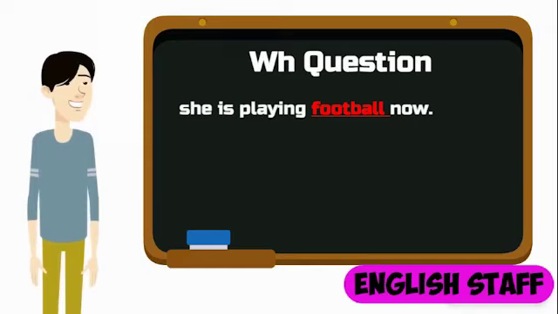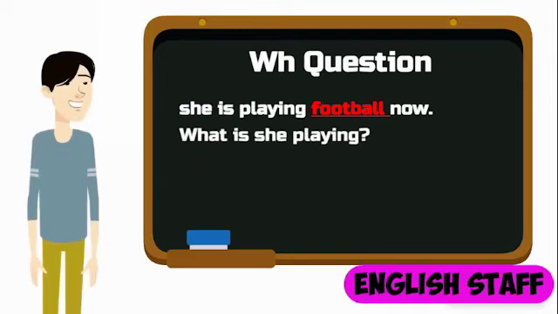First, we have football. It's not a place or a time. So, we will use what. Let's start with what. After what, we make a scissor. Okay? We will start with is, then she, then the verb with ing. So the question will be, what is she playing? And the answer will be football.